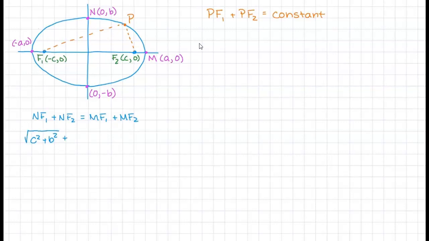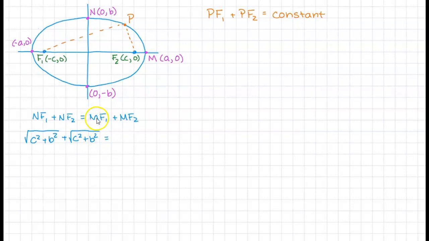And then I'll do the same thing over here for N to F2. I have another right triangle. But look, it's the same right triangle. I have this distance right here, which is C. I have this one, which is B, so C squared plus B squared equals the distance squared again. So I can go ahead and just put that down again. So now I know N to F1 is this root, N to F2 is that root.